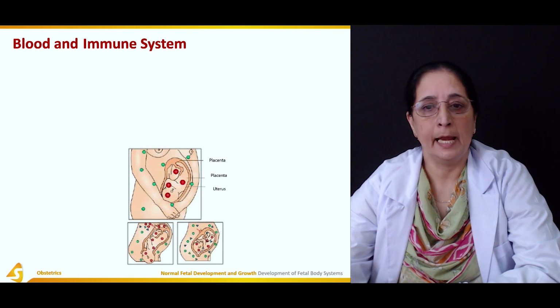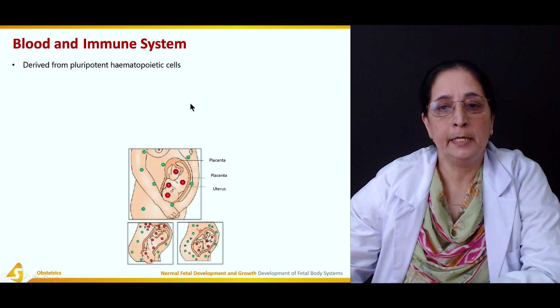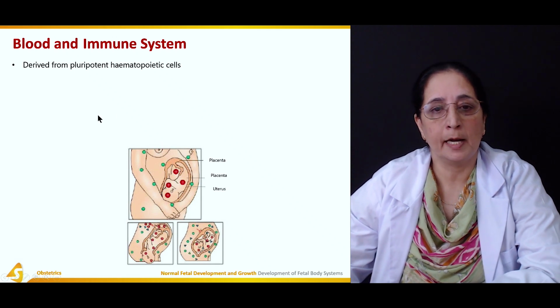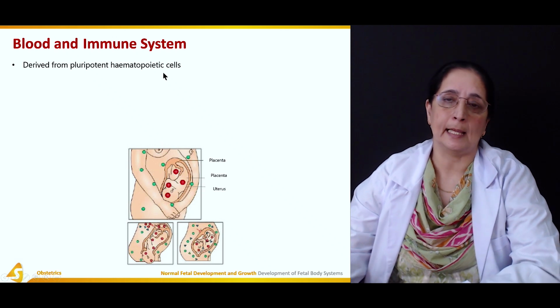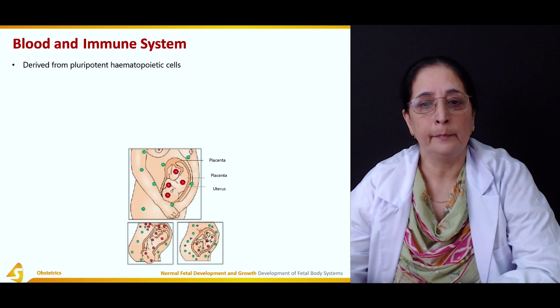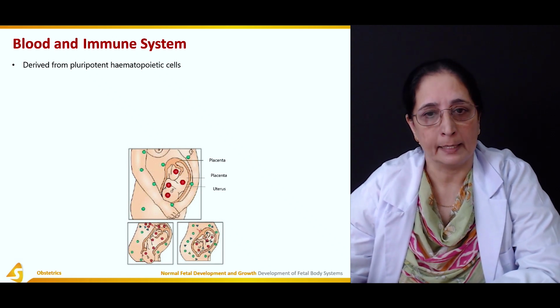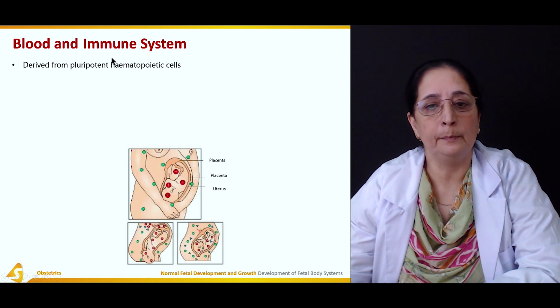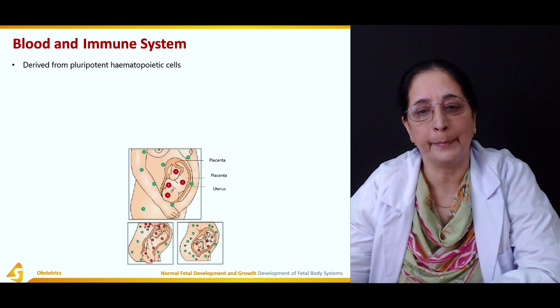Next, the blood and immune system. The blood and immune system is derived from pluripotent hematopoietic cells. Hematopoietic cells are the cells responsible for the formation of blood. Hemato is for the blood, poietic is forming, so blood-forming cells.